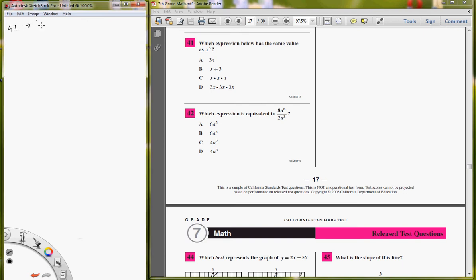Which expression below has the same value as x raised to 3? You can write that expression as x times x times x. So the answer will be C.